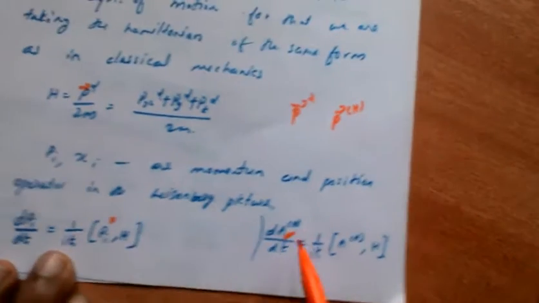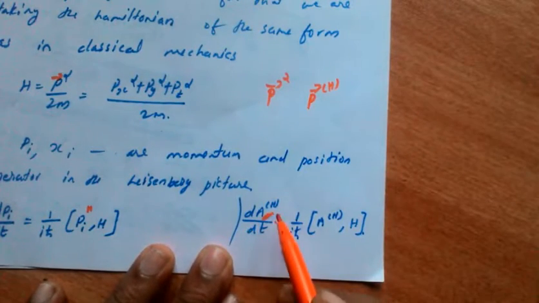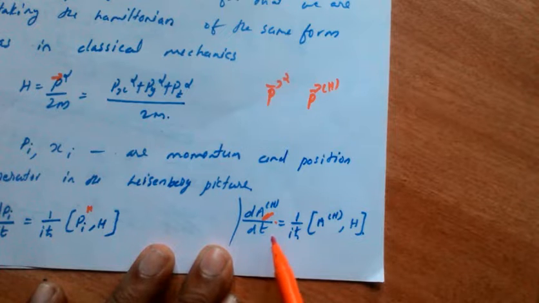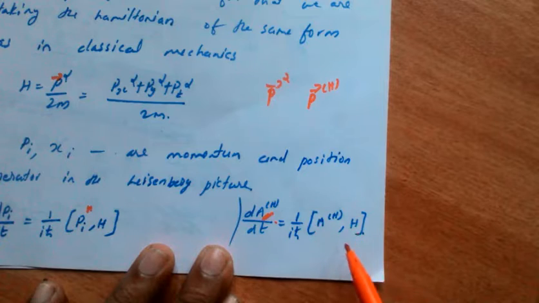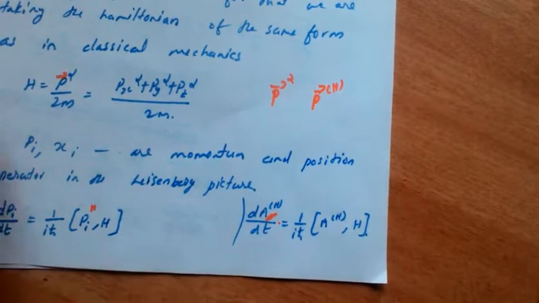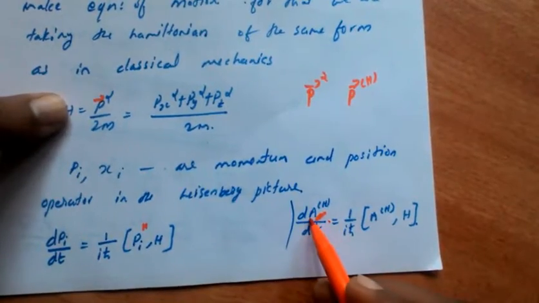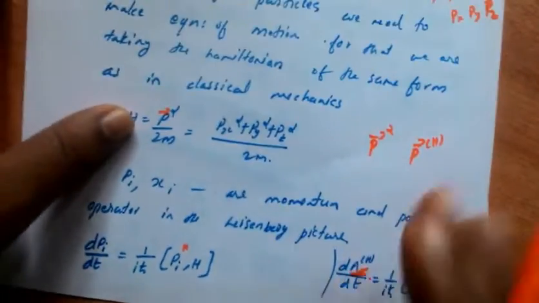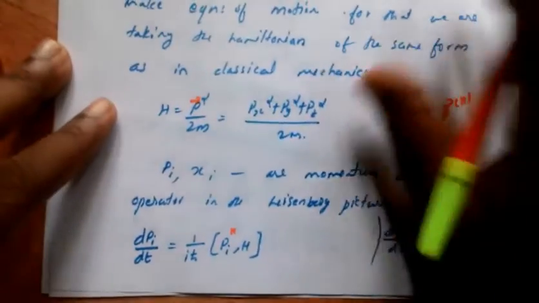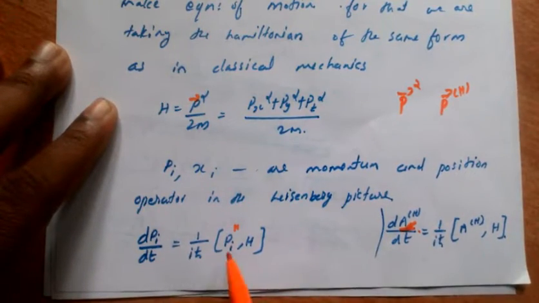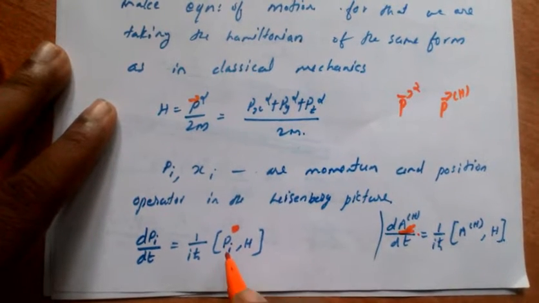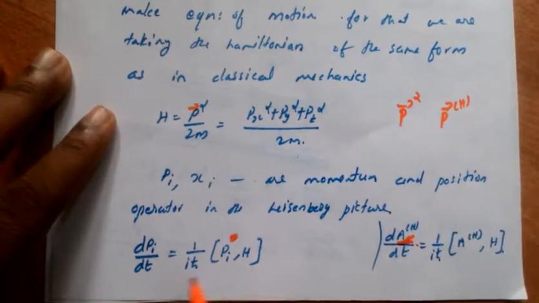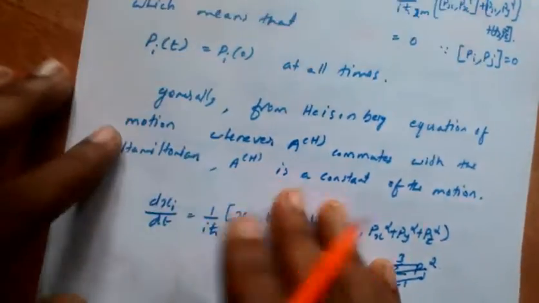And if we write this relation, dA over dt, where A is an operator in Heisenberg's picture, the time derivative of this operator is equal to 1 over h cross times the commutator of A and H. If we take the operator as the momentum, then we get dpi over dt equal to 1 over h cross times the commutator of pi and H. I'm skipping the superscript H; this is in Heisenberg's picture, keep it in mind. And that is equal to 0.